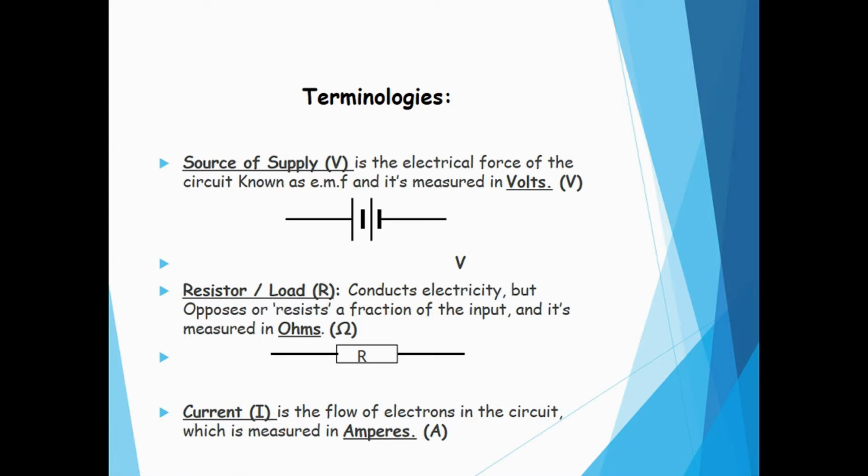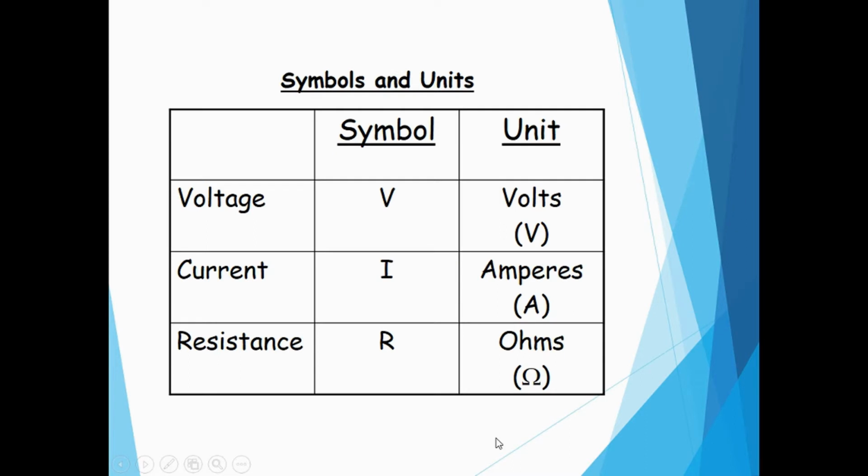Current is shown by I, is the flow of electrons in the circuit, which is measured in amperes or amps, and is shown by capital A. So once again, the symbols and units. The symbol for voltage is V, the unit is volts. Current is I, the unit is amperes or amps, shown by A. Resistance is R, and is measured in ohms, or this symbol omega.